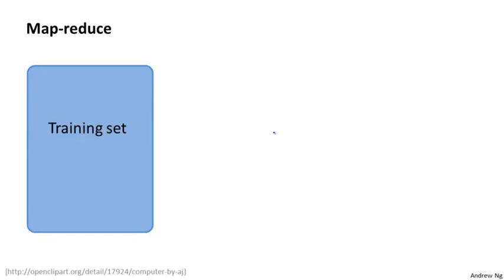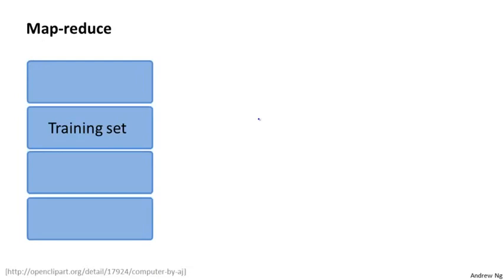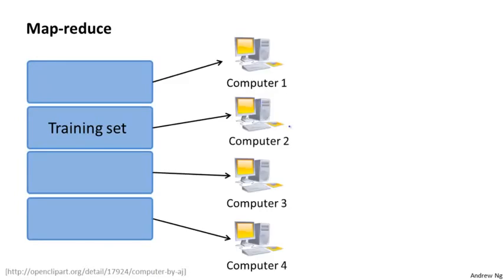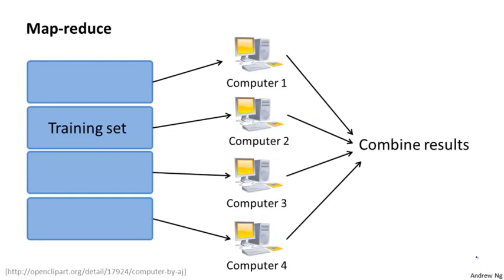So here's what the general picture of the MapReduce technique looks like. We have some training sets, and if we want to parallelize across 4 machines, we're going to take the training set and split it equally, or as evenly as we can, into 4 subsets. Then we're going to take the 4 subsets of the training data and send them to 4 different computers. And each of the 4 computers can compute a summation over just 1/4 of the training set.